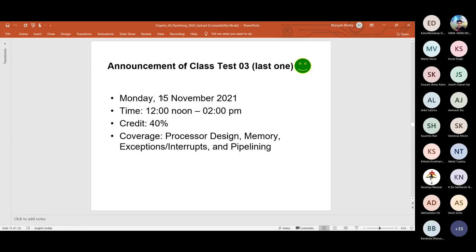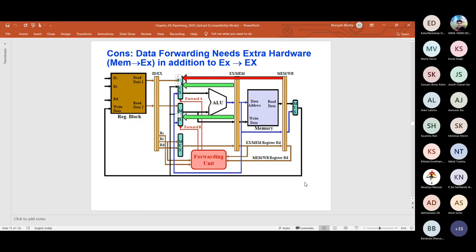Okay, so just note that this is 15th November, the same time, 12 to 2, and the coverage is whatever has been covered by RSC and processor design, which was covered by me after the second exam, and pipelining what we are discussing. Okay, so please let me know if you have any question or doubt regarding today's discussion, and we will continue next week.